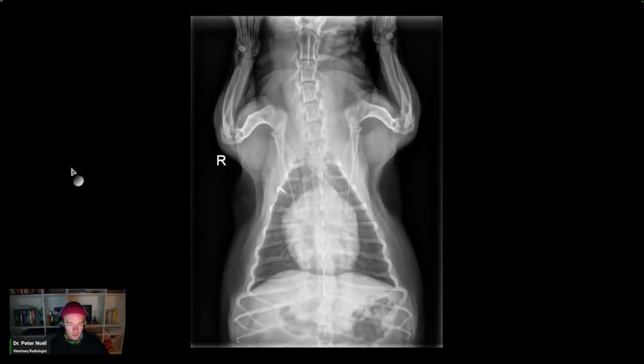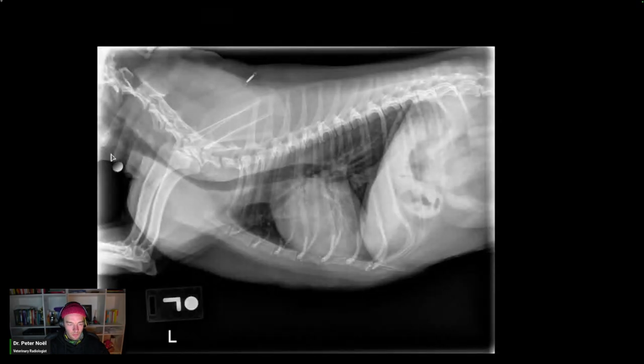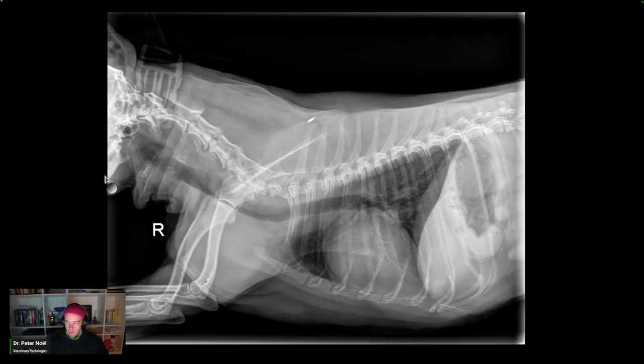Okay, I always like to just kind of start with the cough. All right, anybody got anything? What do you think? Anybody have any abnormalities? I'm going to tell you, pulmonary venous congestion, okay?